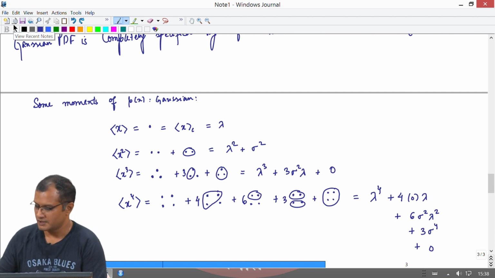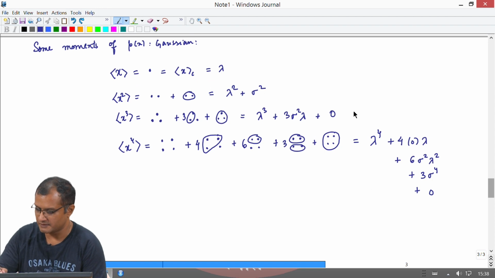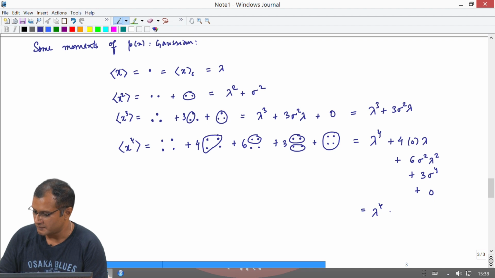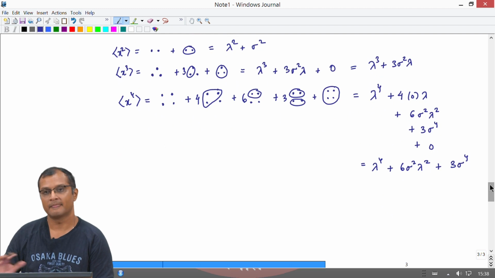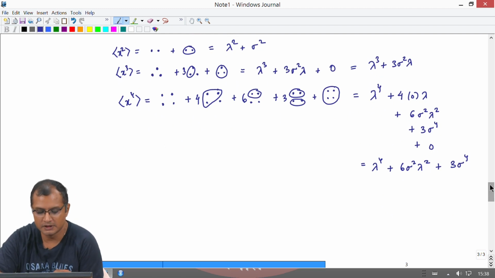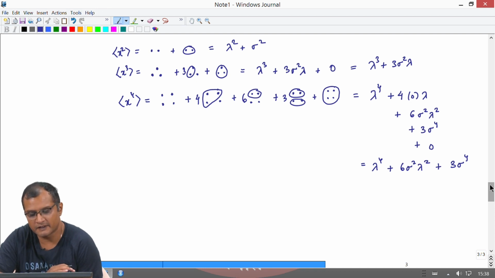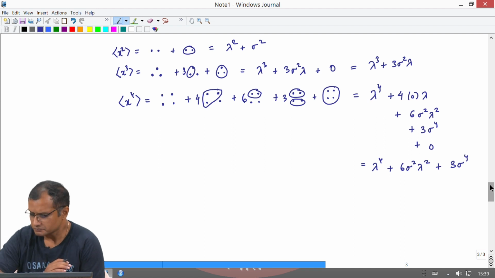Basically you can simply write this as lambda cube plus 3 sigma square lambda, and here you can simply write down lambda 4 plus 6 lambda square sigma square plus 3 times sigma to the power 4. So, these are the moments of the Gaussian random variable. This is how you can completely specify the moments and the cumulants of a Gaussian PDF.